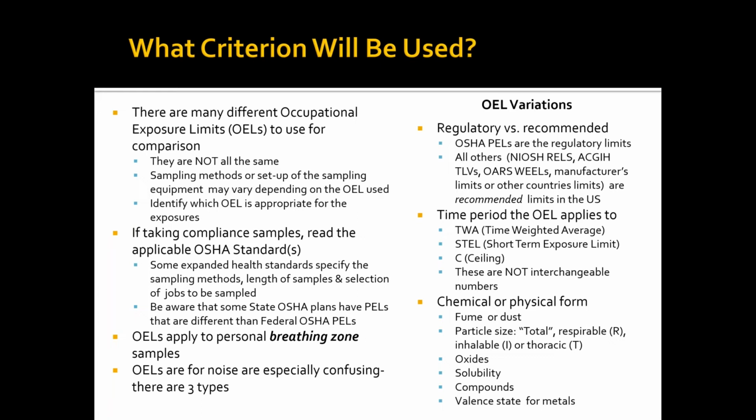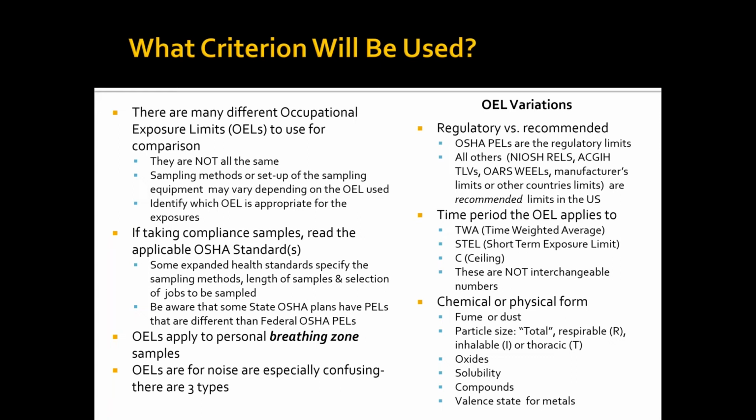That's not appropriate unless you have some reason for thinking that all of those particles would be respirable, such as in a welding operation. The last one I just want to mention is the valence state for metals. This really comes most into play with chromium, and chromium can exist as elemental form, trivalent, and hexavalent, and they have different exposure limits. So it's important to just recognize that that's the case.